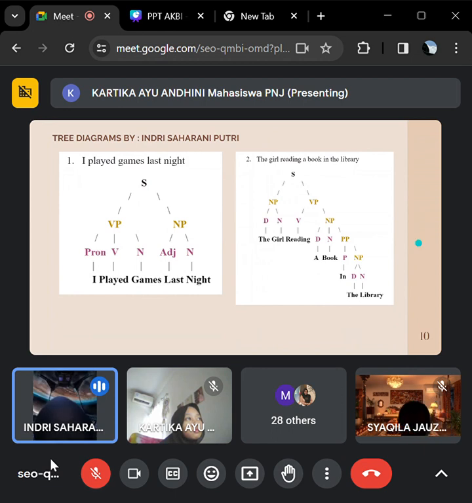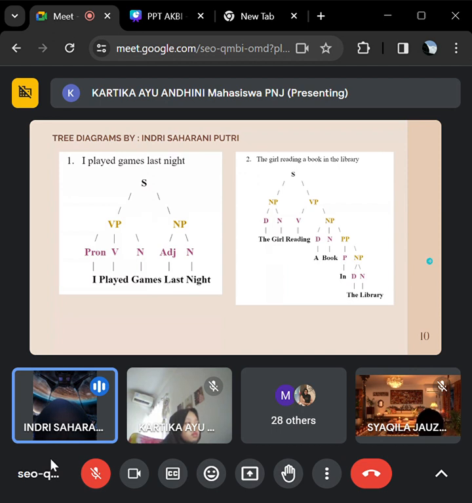Okay, the first one: I played games last night. The sentence is divided into verb phrase and noun phrase. In the verb phrase, there are pronoun, verb, and noun. I is the pronoun, played is a verb, and games is a noun. And the noun phrase is divided into adjective and noun: last as adjective and night as a noun.